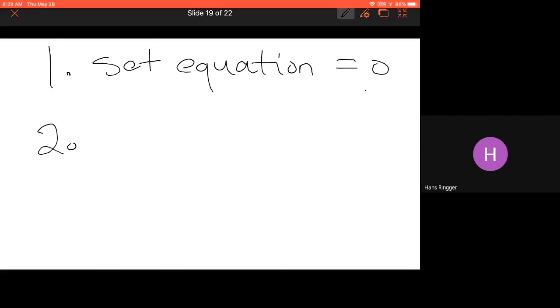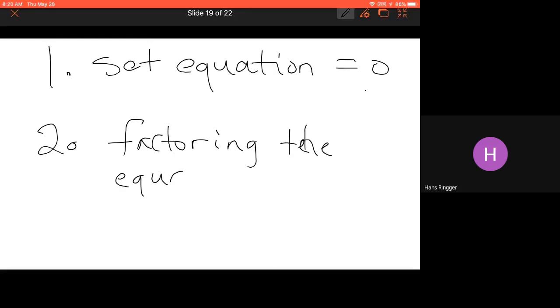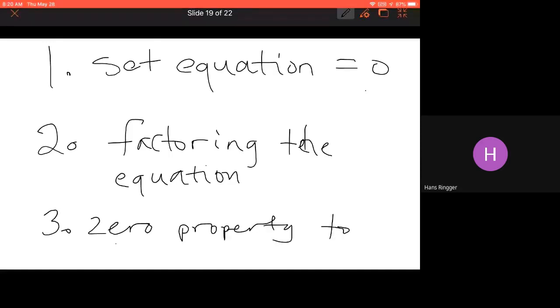Step 2 is factoring the equation. Once we factor it, we can go to step 3, to use the zero product property to find solutions. 3 steps. It's going to work every time.